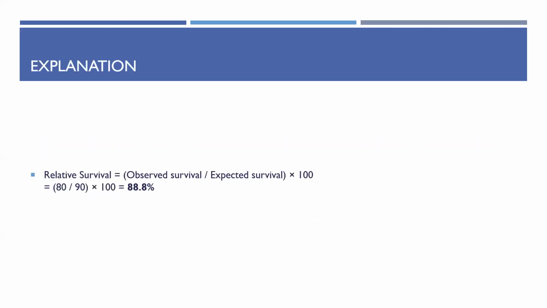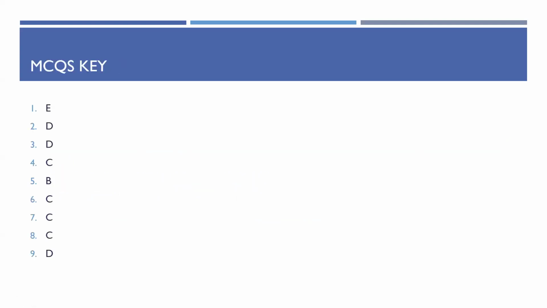Relative survival is equal to the observed survival, that is 80%, divided by the expected survival, that is 90%, multiplied by 100. So the answer is 88.8. This is the answer key.